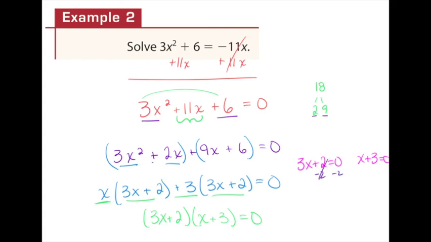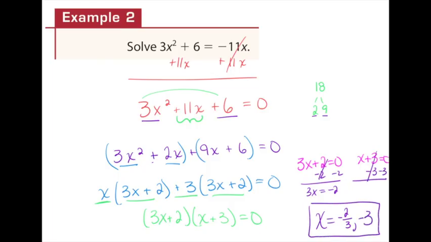Subtract your 2. 3x equals negative 2. Divide by 3. X is going to equal negative 2/3. And then on the other side, it's much simpler. You're just going to subtract your 3. X can also equal negative 3. And once again, I have two answers here. Negative 2/3 and negative 3. Those are my answers.